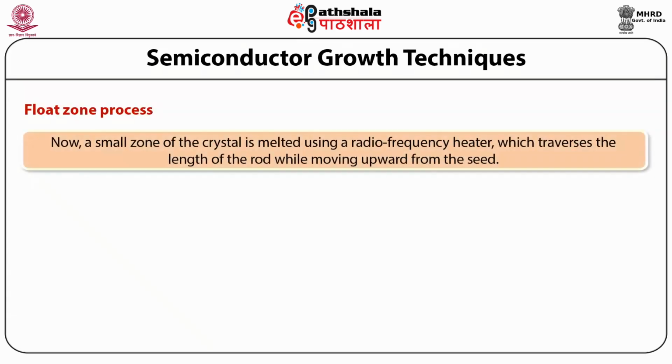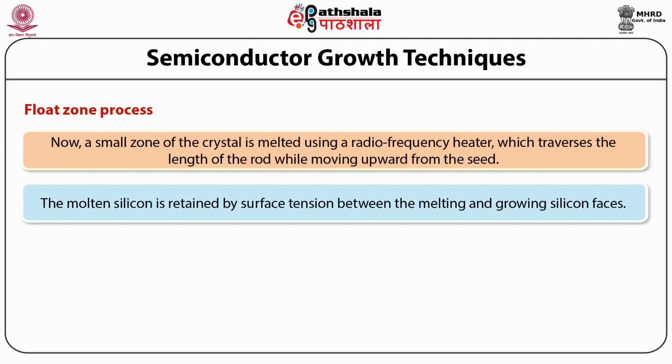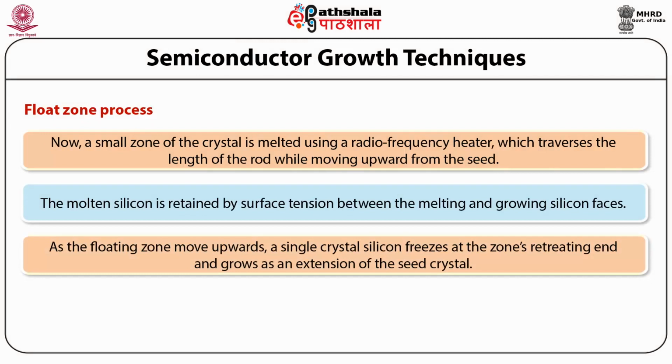Now a small zone of the crystal is melted using a radio frequency heater which traverses the length of the rod while moving upward from the seed. Now the molten silicon is retained by the surface tension between the melting and the growing silicon faces. As the floating zone moves upwards, single crystal silicon freezes at the zone's retreating end and grows as an extension of the seed crystal.